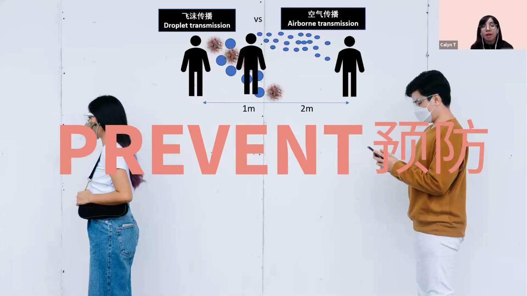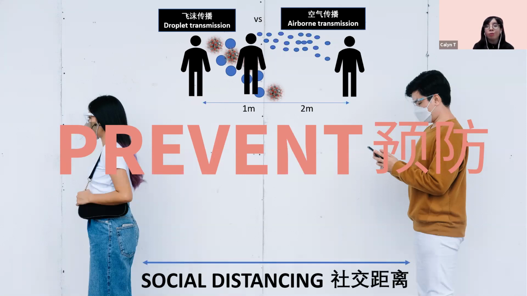Understanding how this virus works will help you understand why we are doing what we are doing now, which is social distancing. We're not following the SOPs just because it's an SOP, but because the science behind it says that if you keep a distance of more than 1 or 2 meters, you are protecting yourself from getting the disease.